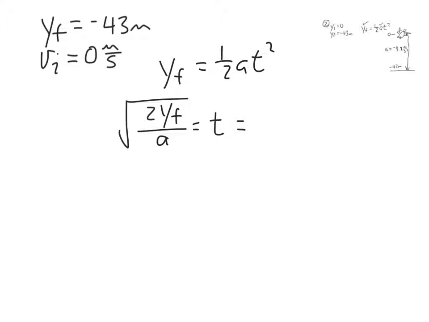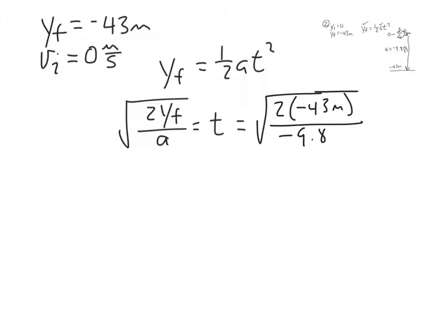See how nicely I did that? That's because I've had a lot of practice, and you should practice too. So let's just rewrite this as 2 times negative 43 meters over negative 9.8 meters per second squared.